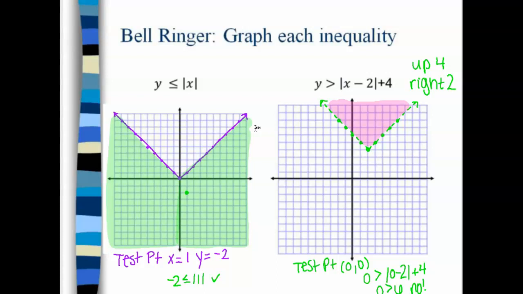y greater than the absolute value of x minus 2, plus 4, is dashed because it's greater but not equal to. It is shifted to the right 2 and up 4. And if you pick the test point 0, 0 in this case, it turns out to be false. So we know we shade inside the absolute value.